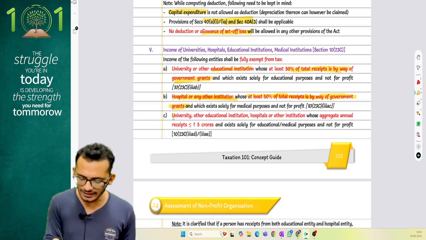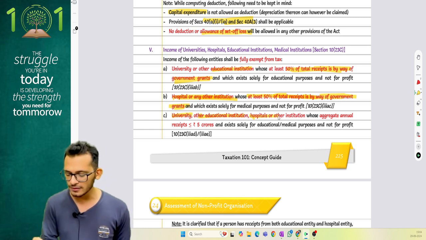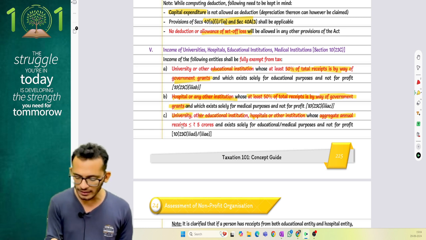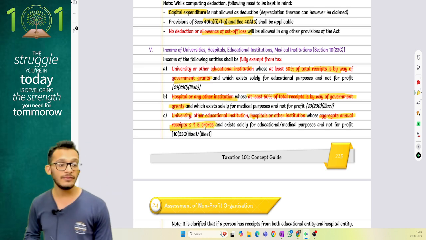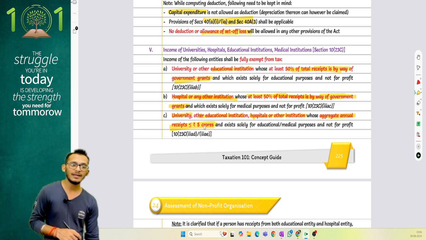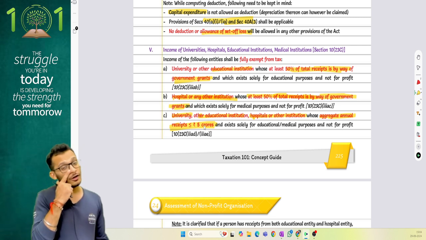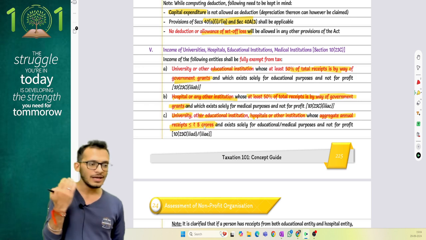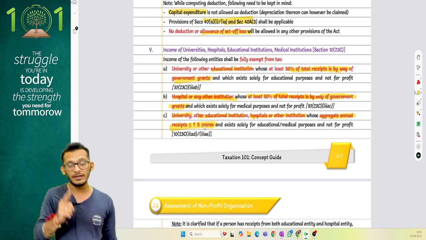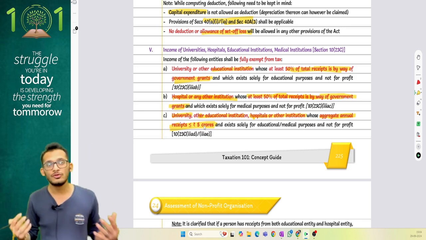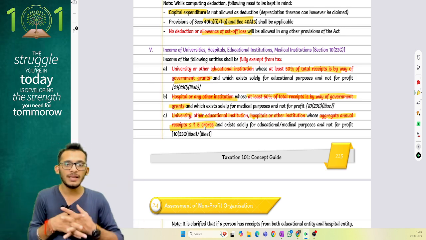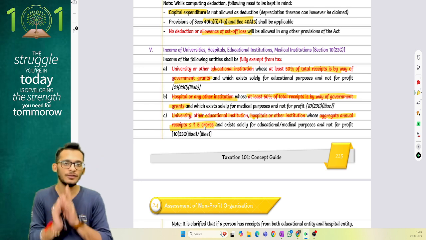Third, they're coming and saying any university, educational institutions, hospitals and other institutions whose aggregate annual receipts is less than 5 crore rupees. An exam question, people, where they come and say, I have a hospital with receipts of 4 crores and I have an educational institution with receipts of 1 crore. When you check, you have to check all together, meaning together it is less than or equal to 5 crores, therefore the exemption is common.